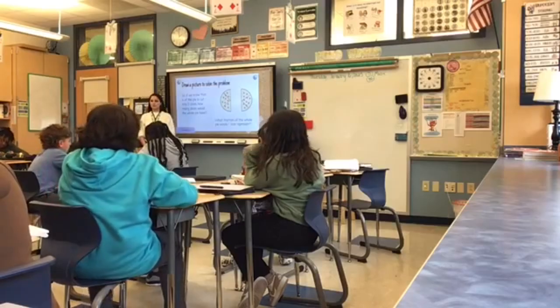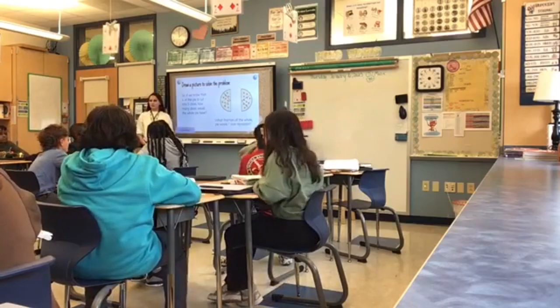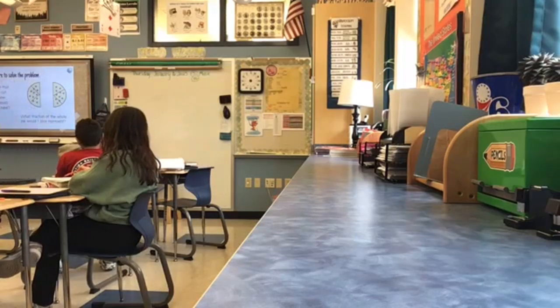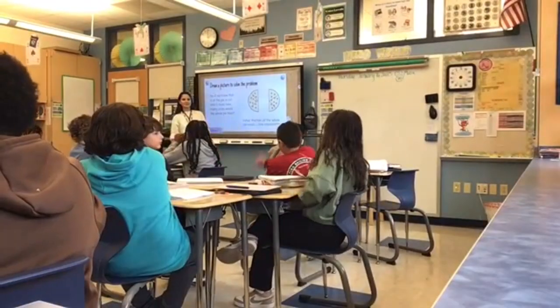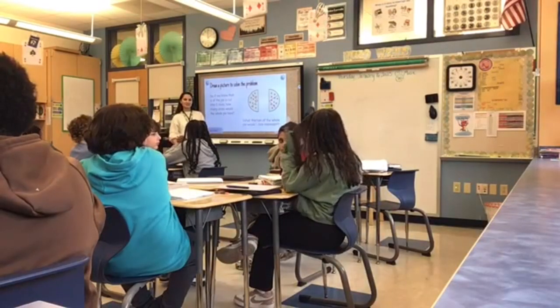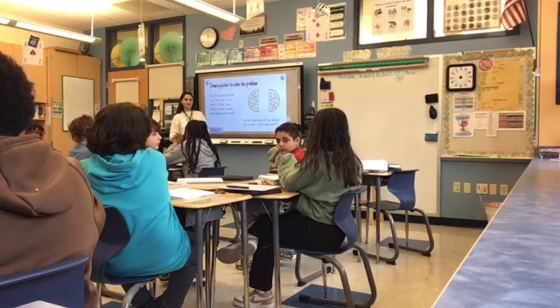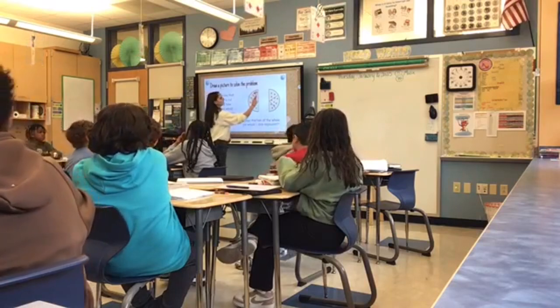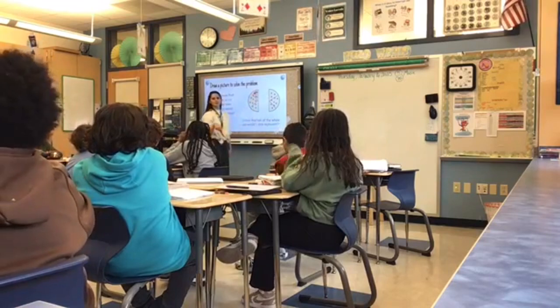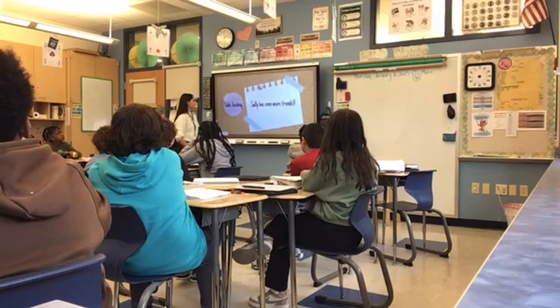All right, say it to your partner. 6. 3, 2, 1, what is it? 1/6. Oh, because why? Because basically it would be 1/6 because you're giving one of those slices to that person. Oh, okay, and then there's 6 slices in total. Yeah. Okay.